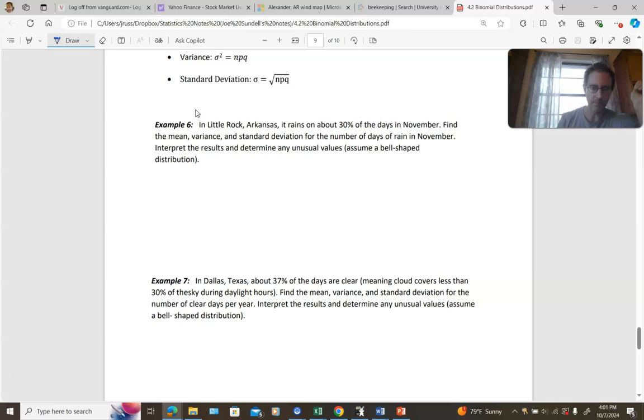Well, to find the mean, it's just going to be the number of trials times the probability. So in this case, 30 days times 30%. And guys, that's going to give us 9 days. So we would expect that on average, it would rain 9 days in November.